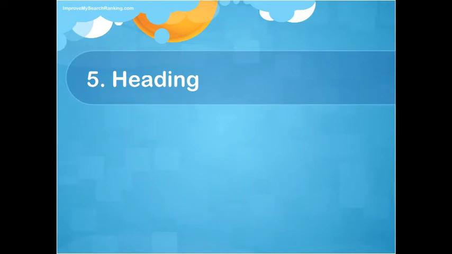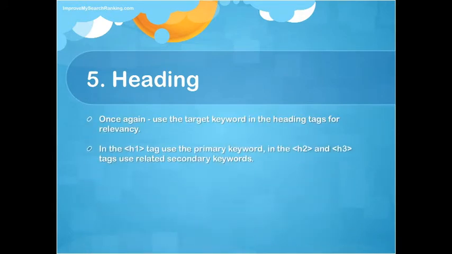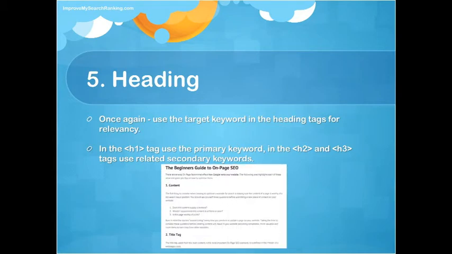Point 5 is heading tags. Once again, you want to use your target keyword here for relevancy, and with headings, these are things you tag on your page, and if you use something like WordPress, this is very easy to do. In WordPress, which is the content management system I use for my website, you can simply highlight text on your web page and then assign it to a certain heading level.